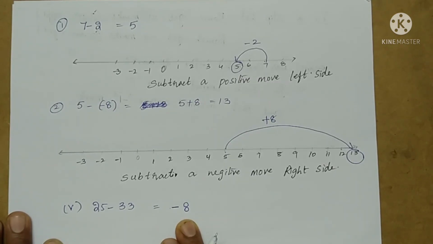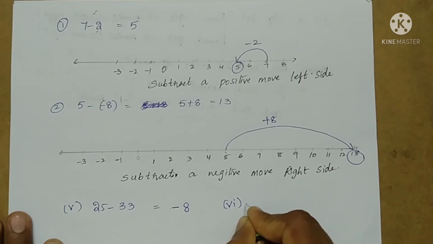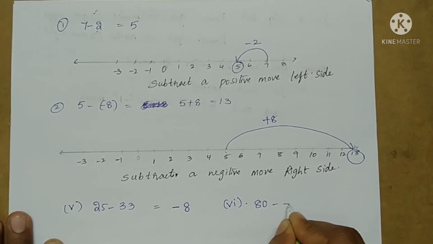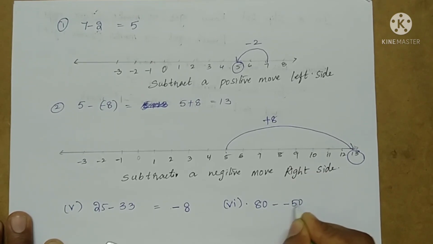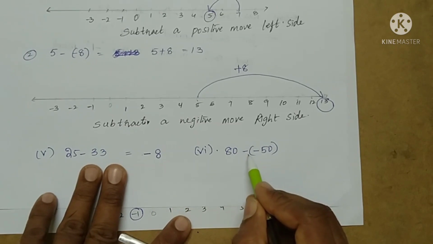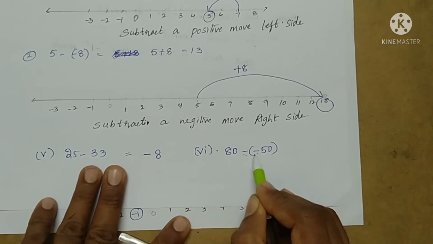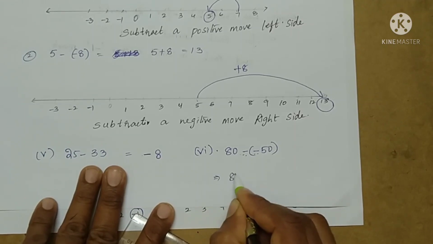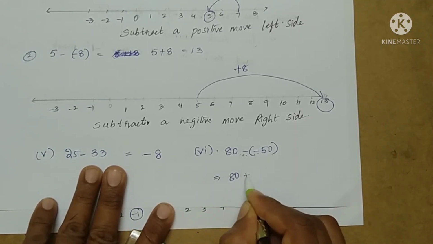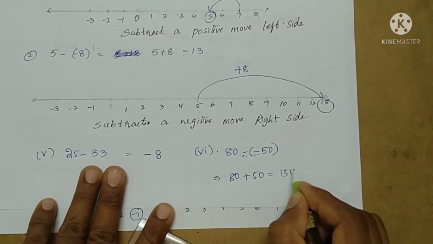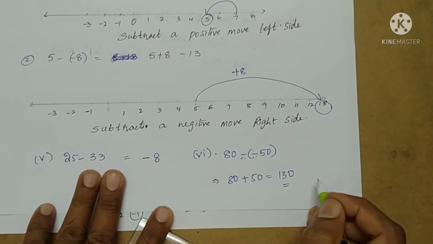So similarly, sixth question, 80 minus of minus 50. First we have to multiply these two symbols, right? So that is equal to 80 minus into minus plus 50. Result is 130. This is the final result.